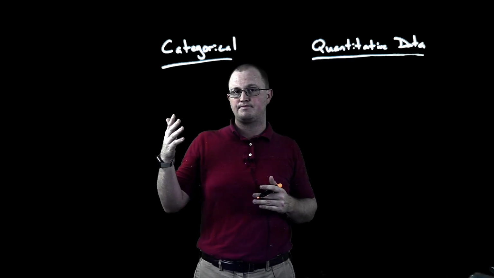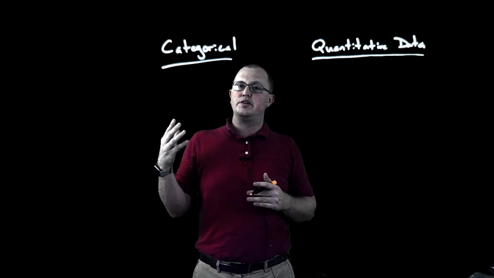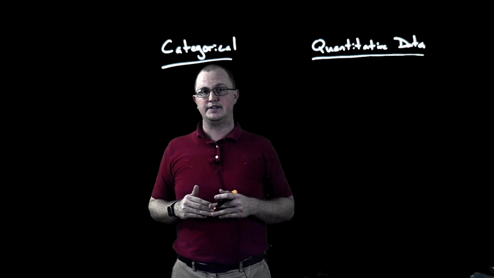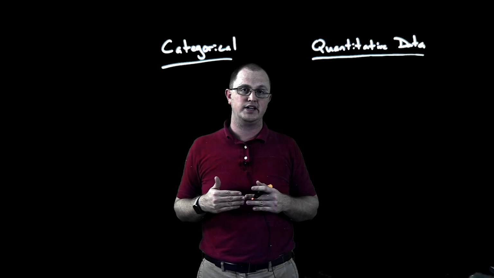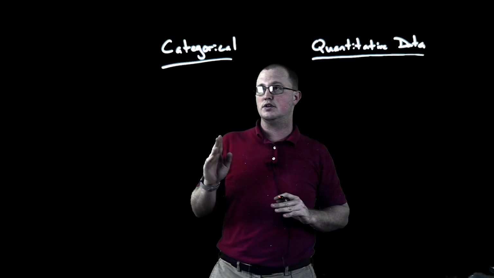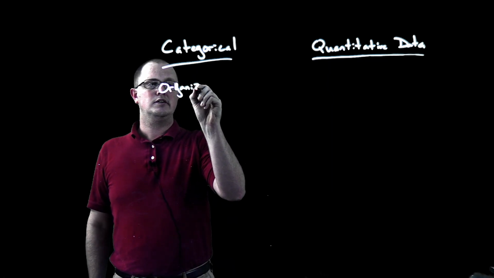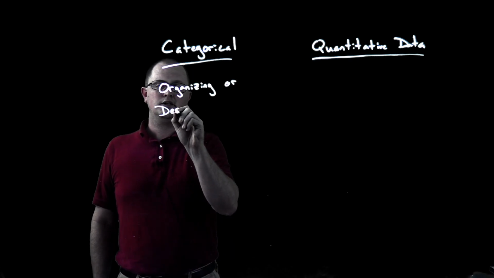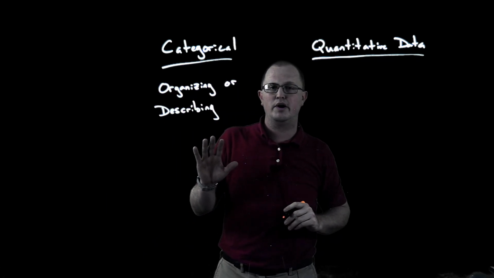If we are working with non-numerical data, that's always going to be categorical data. Unfortunately, just because something is numerical data does not mean that it's going to be quantitative. So categorical is organizing or describing something about our population.